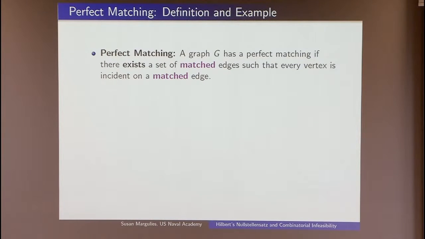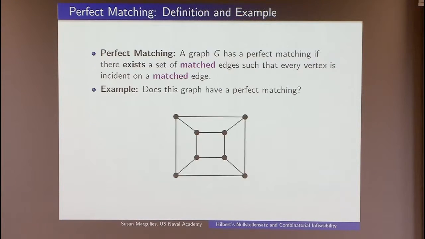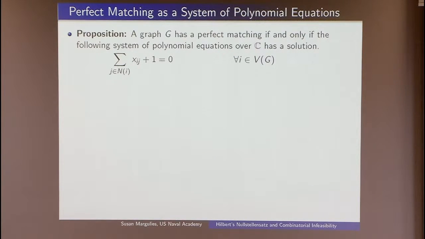Now, what about perfect matching? What about one of our favorite problems, our most favorite combinatorial problems? So here we have a graph. It has a perfect matching, no problem at all. We want to represent this as a system of polynomial equations. So for every vertex i, we take all the neighborhoods. We want it to be incident on only one matched edge. For every adjacent edge, only one of them can be matched, no problem at all.